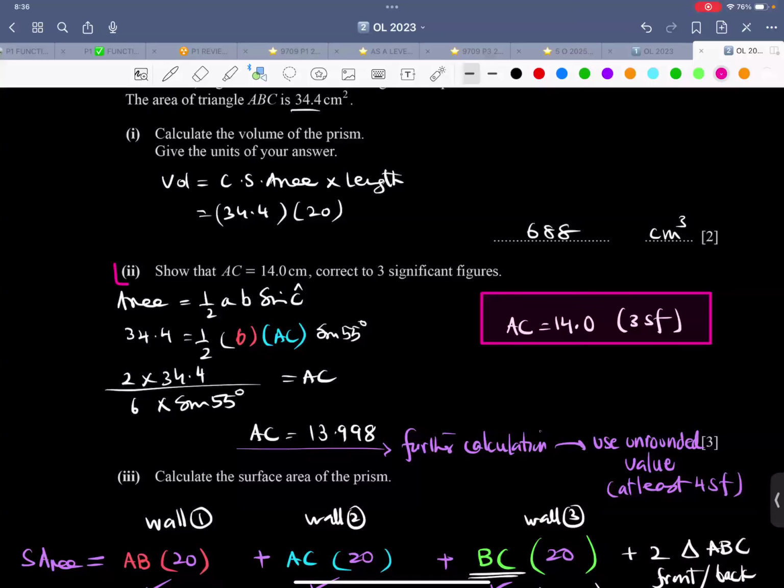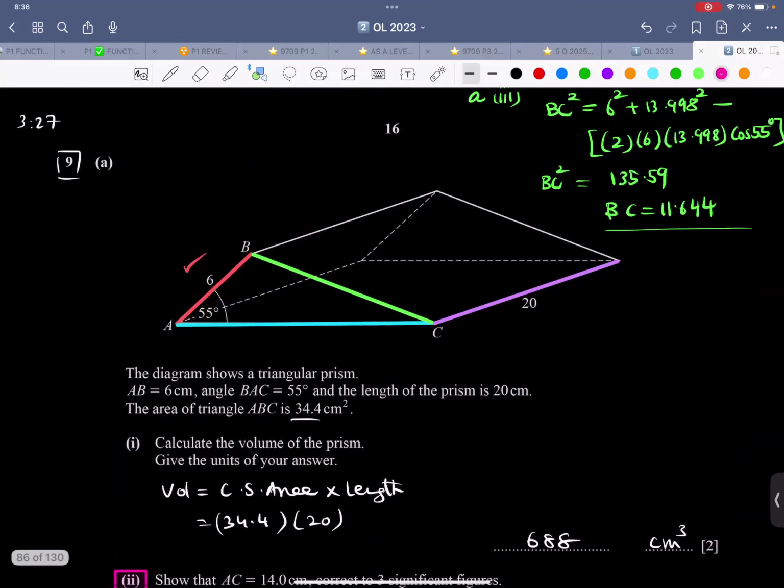That is the answer for this particular part. But for later, we have to use this particular value. Calculate the surface area of the prism. So this is one of the basic questions that we tried earlier.